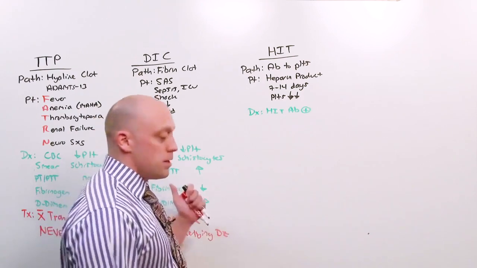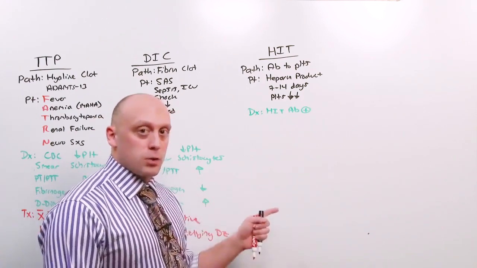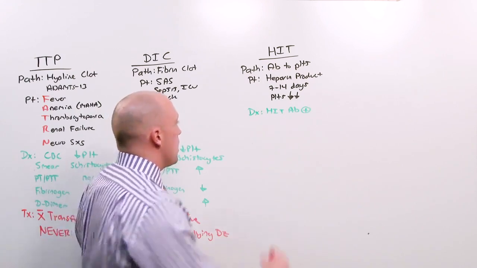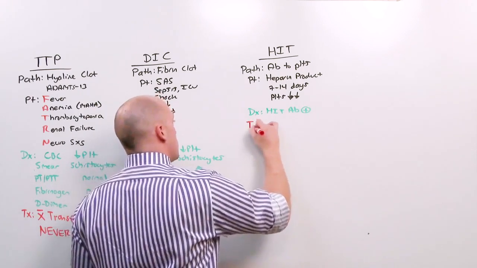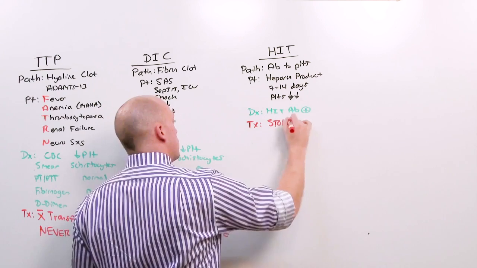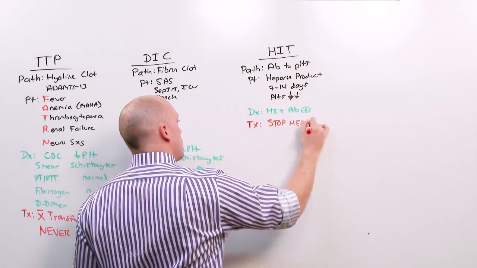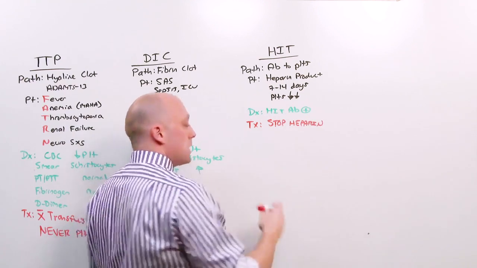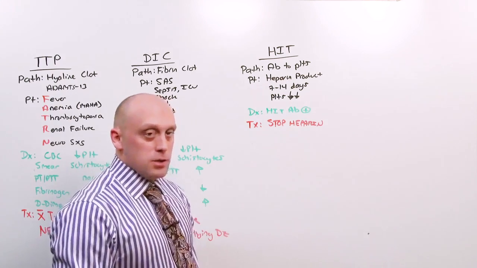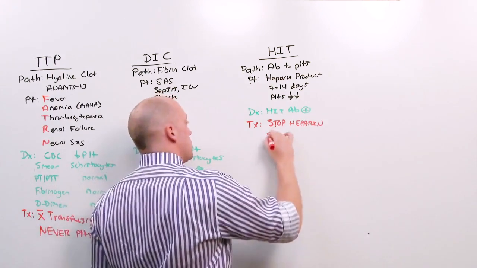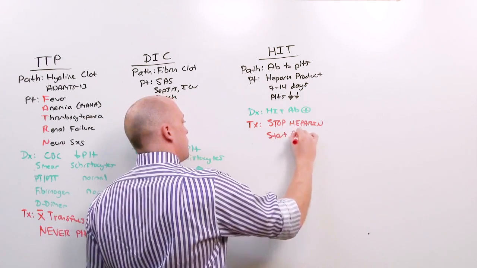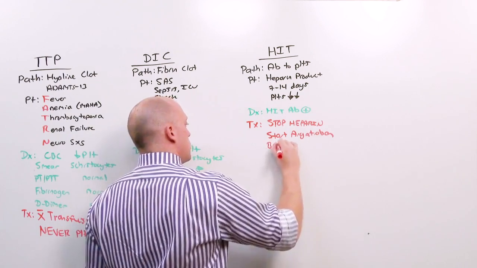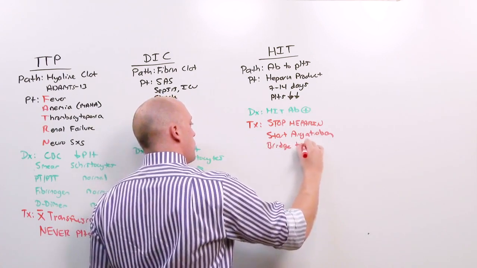Because much like TTP and DIC, they're going to clot where they shouldn't and bleed where they don't have the clot that they should. The treatment is going to be A, stop the heparin. And they should not go on heparin again. But they are going to clot. So you need to put them on an anticoagulant. So you start argatroban and bridge to Coumadin, warfarin.